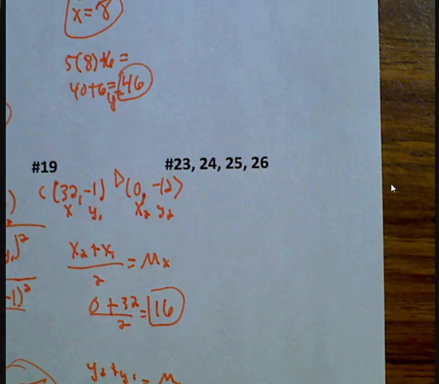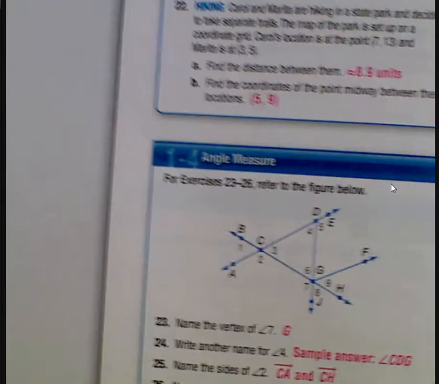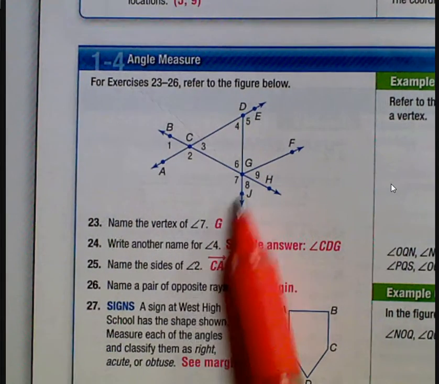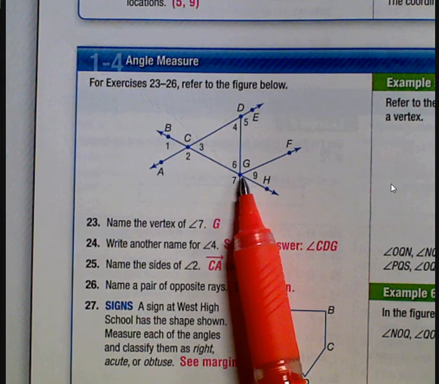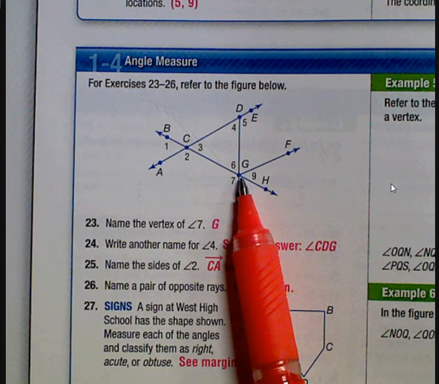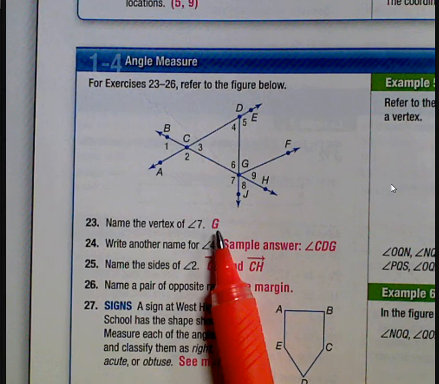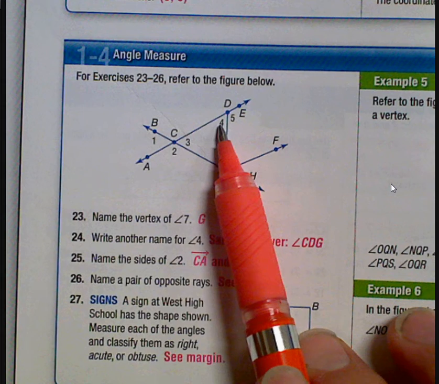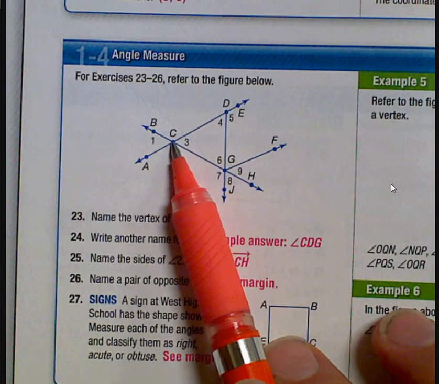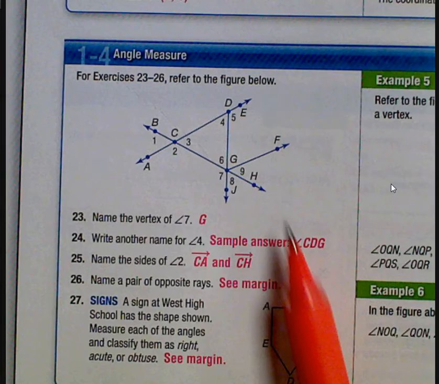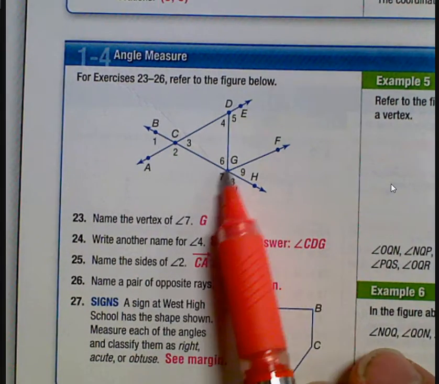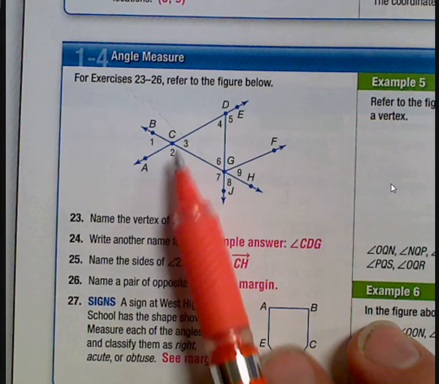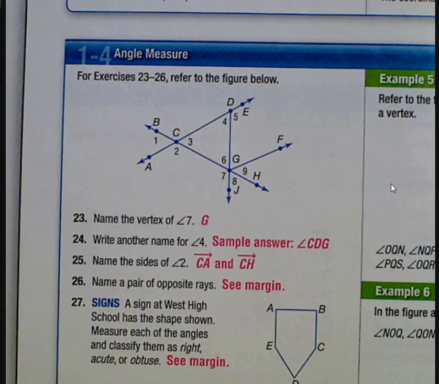Number 23. Number 23, it says name the vertex of angle 7. Here's angle 7. My vertex is a point. That would be point G. That's what they have. Write another name for angle 4. Here's angle 4. Angle 4 would be C, D, G. So angle CDG. You could also have angle GDC, or you could have JDC or CDJ. All of those are the same.